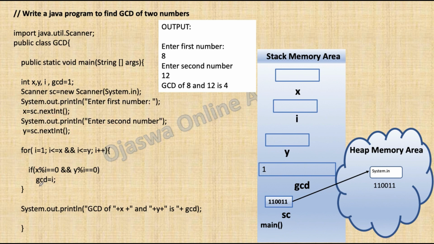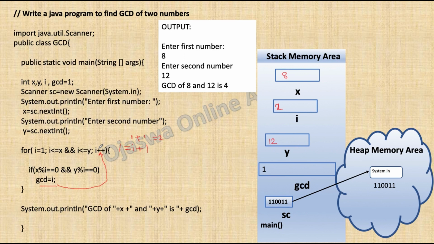Now after the execution of the statement, control of the program will go to the increment statement, i++. i++ is i equal to i plus 1. So the value of i, 1 plus 1, is equal to 2. Now the updated value of i is 2. Hence the previously stored value, that is 1, is replaced by 2.